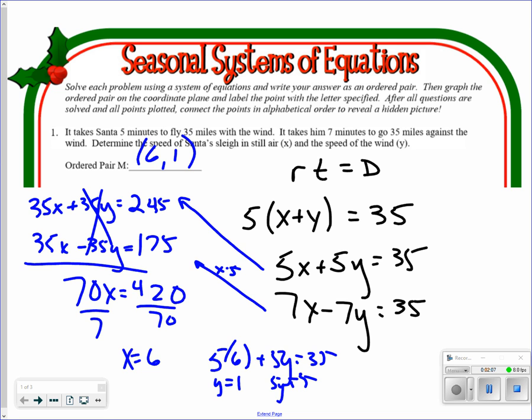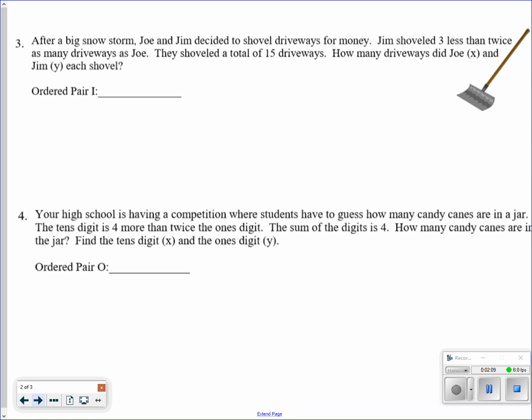Next one. And we're not going to do all of these. We're only going to do some of them. So we're skipping over to number 3. After a big snowstorm, Joe and Jim decided to shovel driveways for money. Jim shoveled 3 less than twice as many driveways as Joe. They shoveled a total of 15 driveways. So the amount for Joe and the amount for Jim adds up to 15.